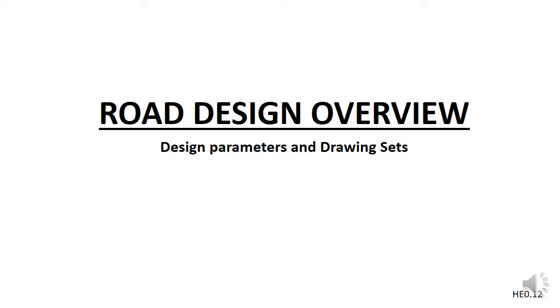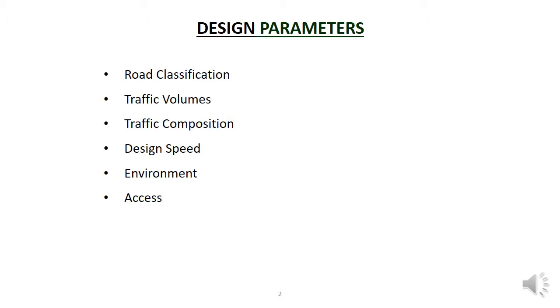In this video, we will look at the design of a road and how designers communicate that design to the people who build it. All roads are not designed or built the same because they have different design parameters. Design parameters are things that influence the road design. For example, the number of vehicles using the road will influence how many lanes the road needs.